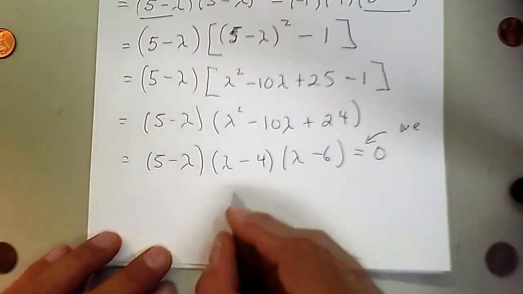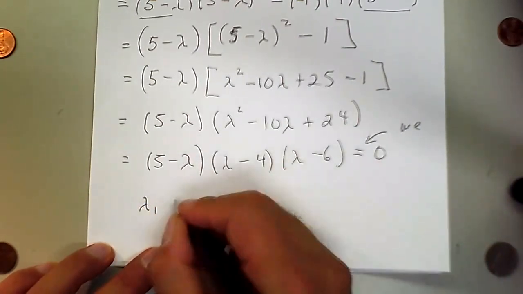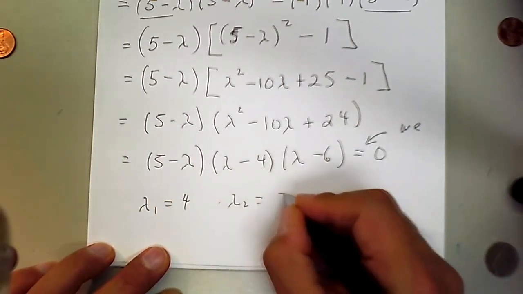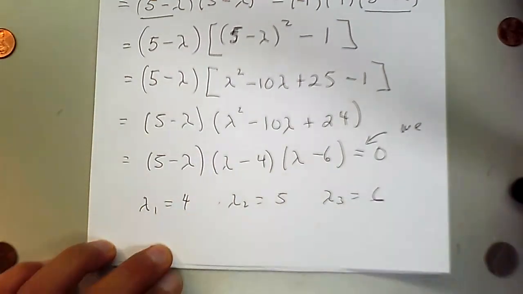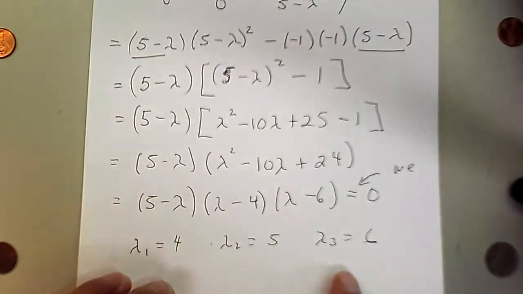And we have 3 lambdas. Lambda 1, I'm going to put them in ascending order, will be 4. Lambda 2 will be 5. Lambda 3 will be 6. So we got 4, 5, 6. Okay, now we got our lambdas.